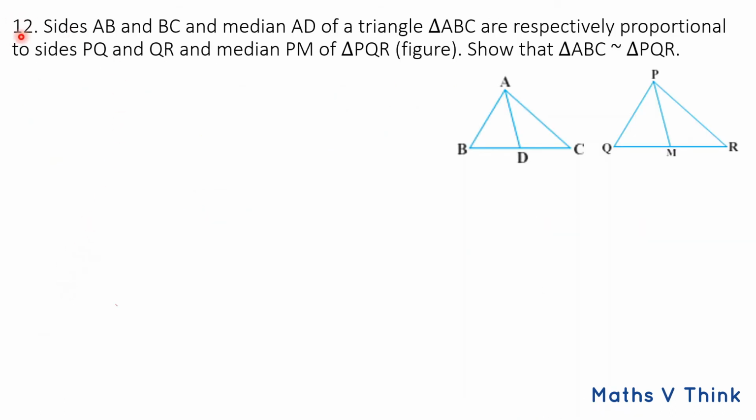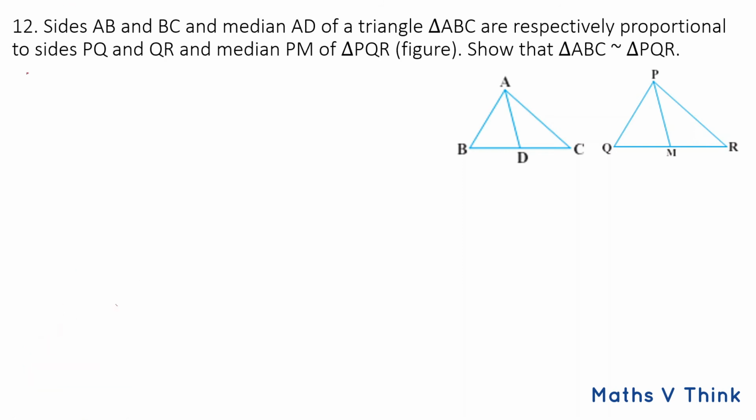The 12th question says, sides AB and BC and median AD of triangle ABC are proportional to sides PQ, QR and median PM of triangle PQR. We need to show that triangle ABC is similar to triangle PQR.